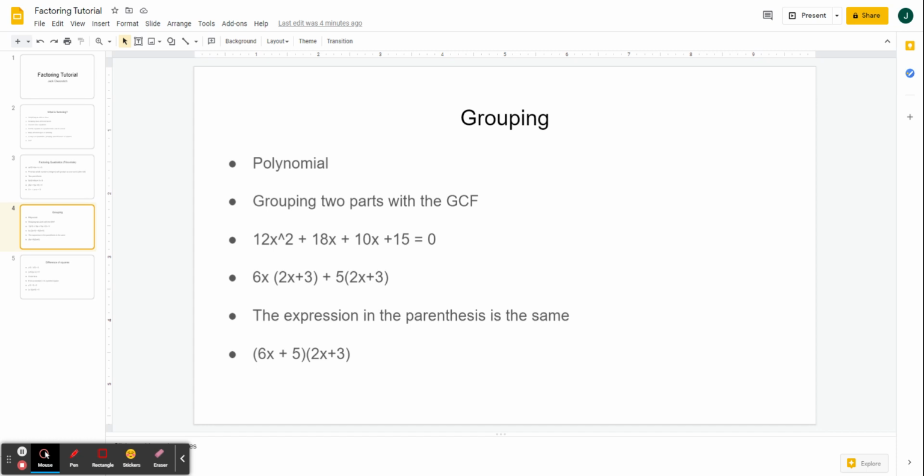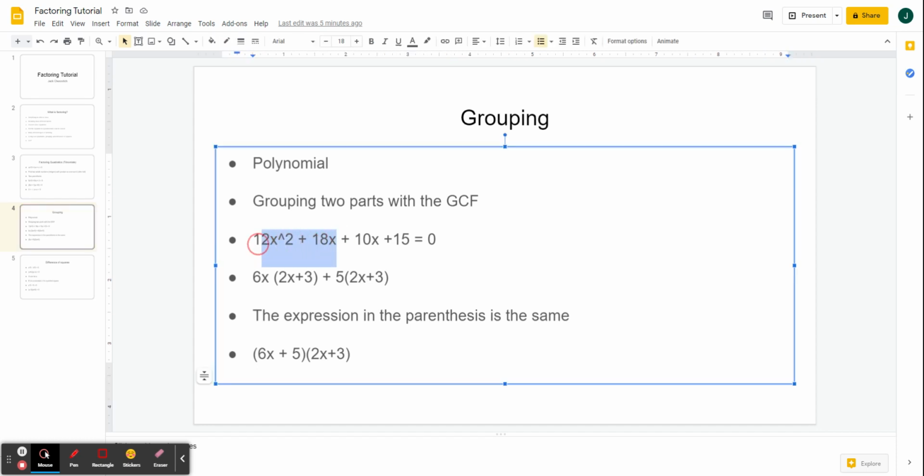So the next way to factor is grouping, and typically there's going to be a polynomial or an equation with four parts. This is where the GCF could come into play, because you group two separate parts of the equation with the greatest common factor. The easiest way to do it is just splitting it down the middle and seeing what is the greatest common factor between the two terms on either side.